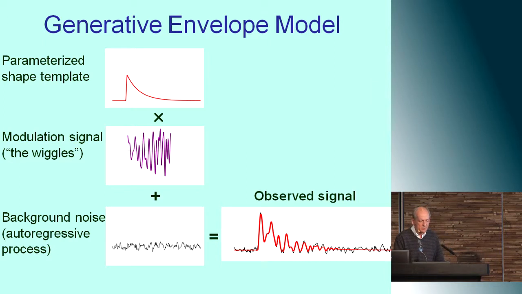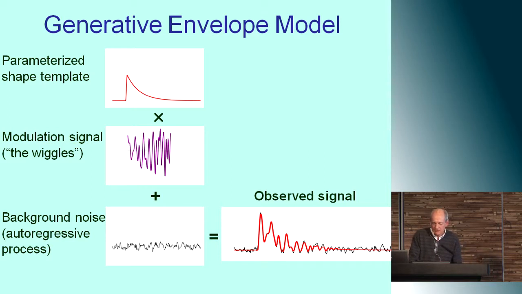And then there's a wiggle model. So the wiggle model says that this nice smooth exponential decay is actually going to be changed, and it'll look like some very complicated wiggly thing. And then there's all the background noise, which is signal arriving at the station that's not from this seismic event, but it's just background noise, which we use an autoregressive model for. And those three things, so we multiply the template by the modulation wiggle, we add the background noise, and that is our prediction for what the observed signal actually looks like.